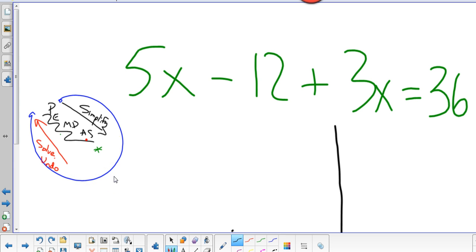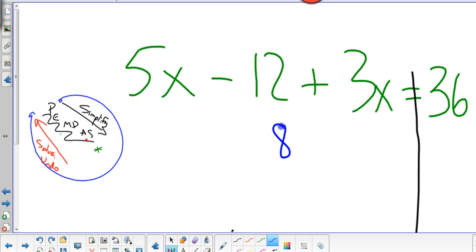So, thinking about this one, where am I? Well, there is simplifying to do, because it's 5x minus 12 plus 3x. If I split the equal sign into two things, on the left side, I can simplify that expression. That expression is really equal to 8x minus 12.